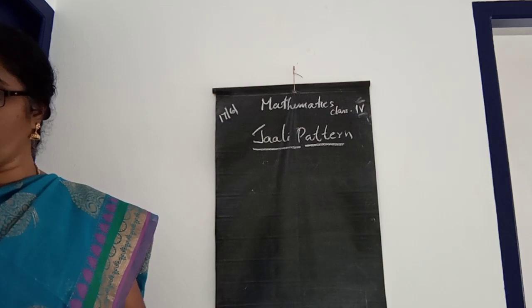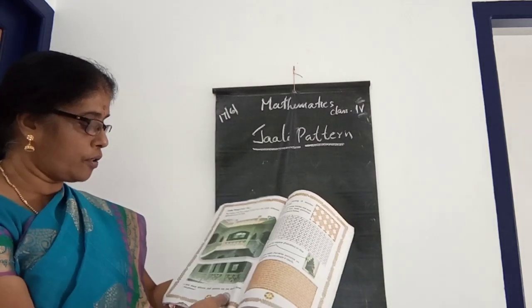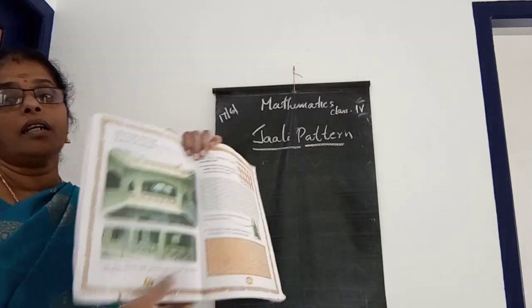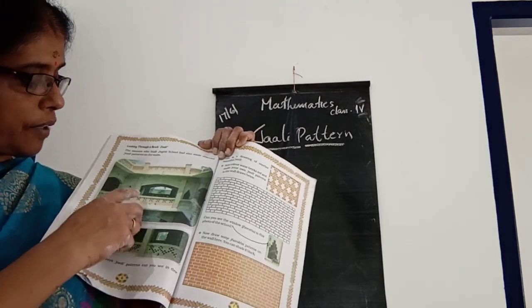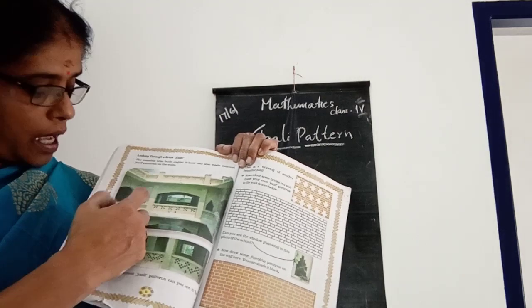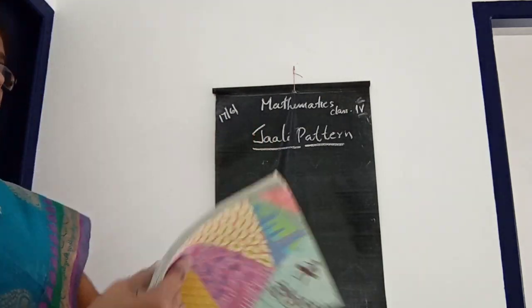And next one, how many different types of jali patterns can you see in these two photos, children? There are 5 jali patterns you can see. 1, 2, 3, 4 and 5. These are the 5 patterns of the jali.